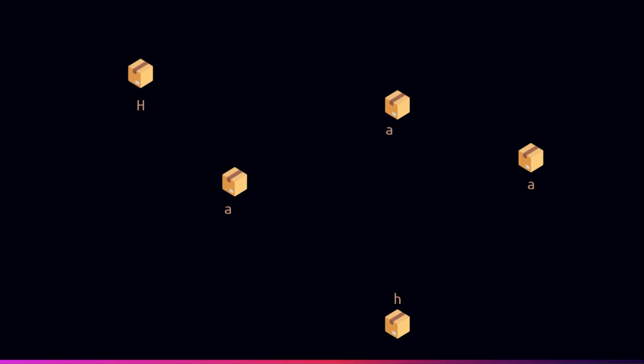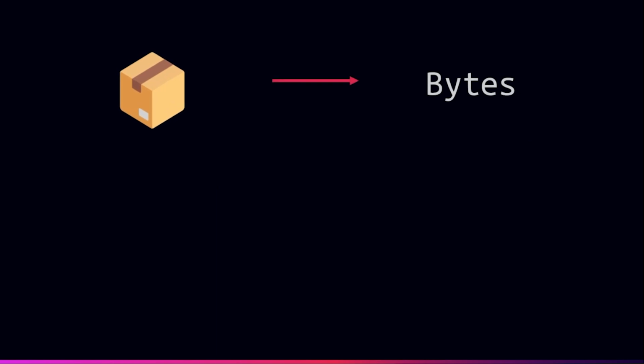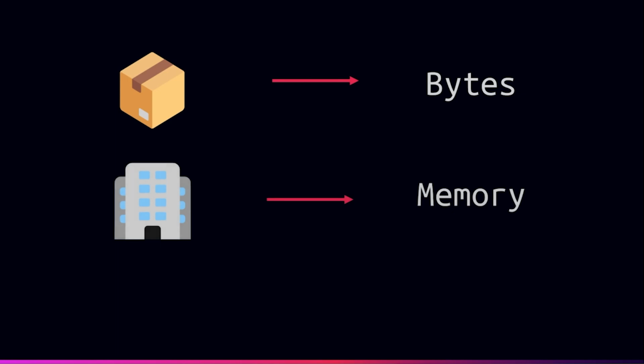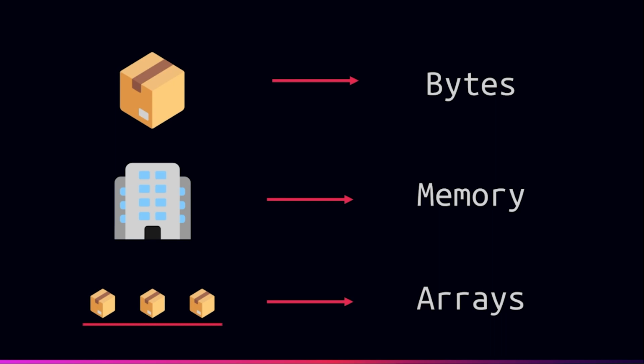Well, we need to extend our analogy a little bit. If boxes are bytes, then we can think of memory as a whole as a kind of warehouse or data center which contains a whole bunch of boxes. And extending this analogy once more, we can think of the shelves in the warehouse as arrays, ways to store our boxes in an ordered fashion so that we know where to find them later.